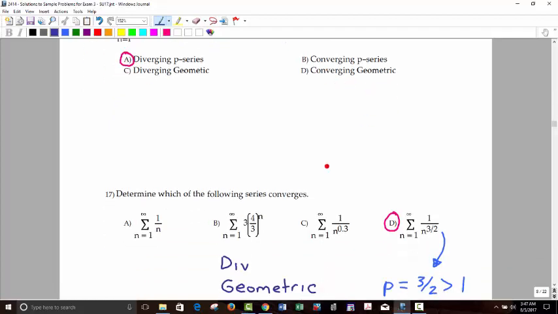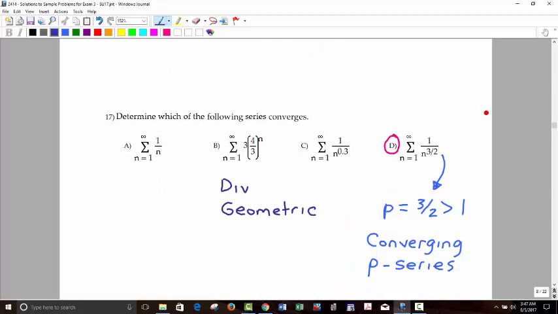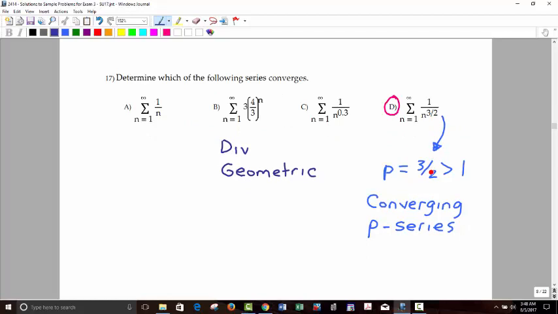All right. Let's take a look at some of these. 1 over n, it's diverging p-series, also diverging integral test. Well, anything p-series is also integral, but not vice versa. All integrals aren't p-series, but all p-series could be integrated. This one here is a diverging geometric, because that's 4/3. Here's another diverging p-series, so it's this one right here, because the exponent's greater than 1. So we have a converging p-series right there.